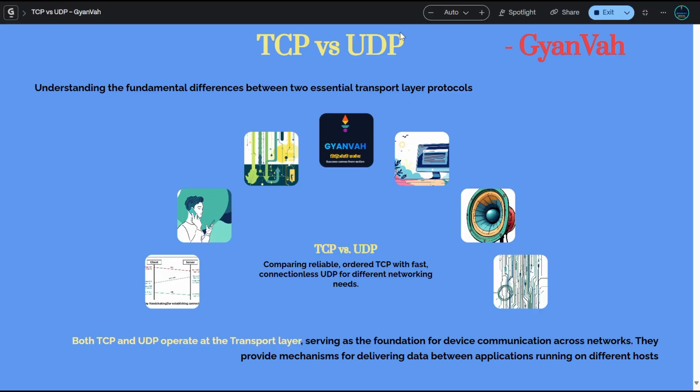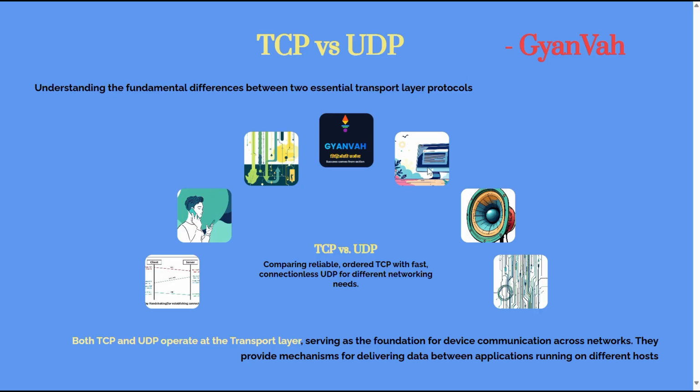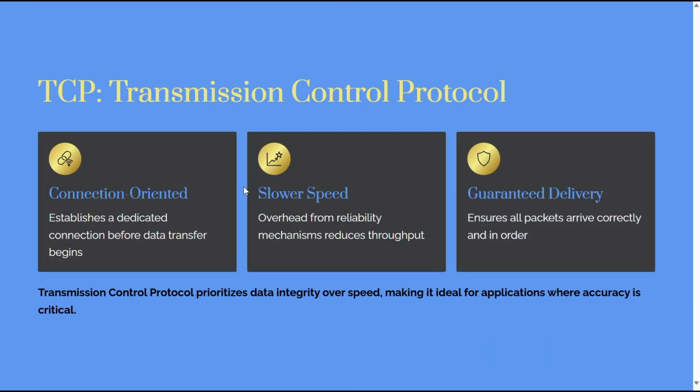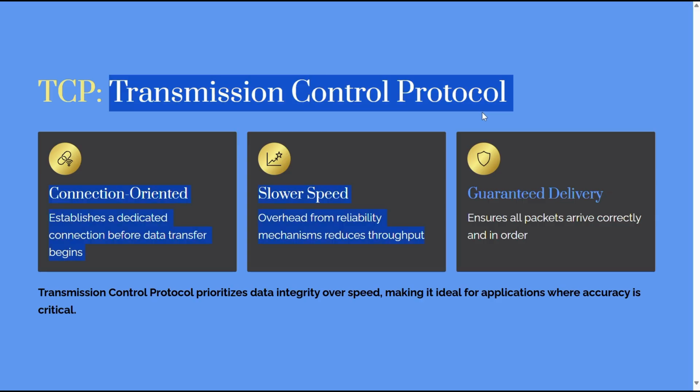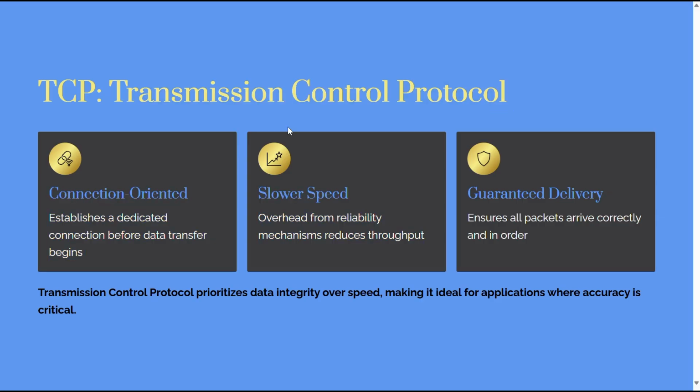In this video, let's understand the difference between TCP and UDP, two important protocols that work at the transport layer of the OSI model and help devices communicate over the network. First, let's talk about TCP, which stands for Transmission Control Protocol. TCP is known as a connection-oriented protocol.